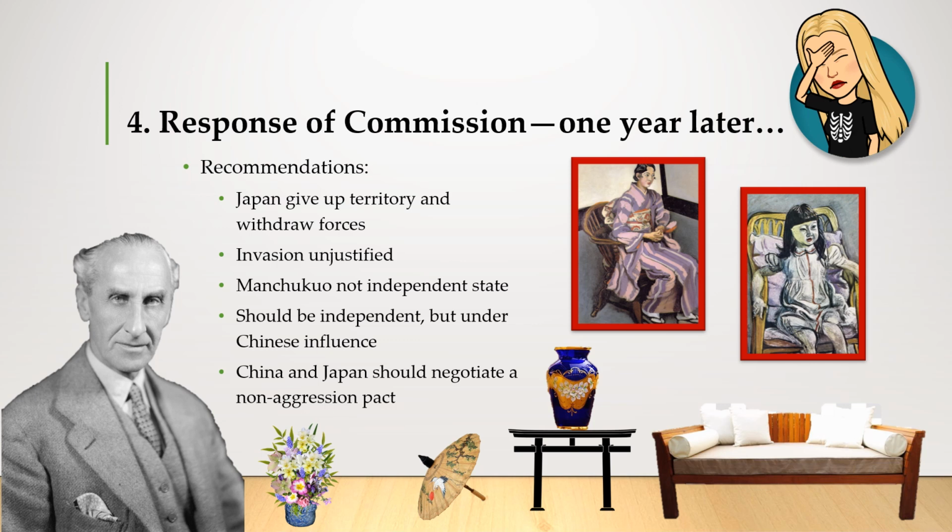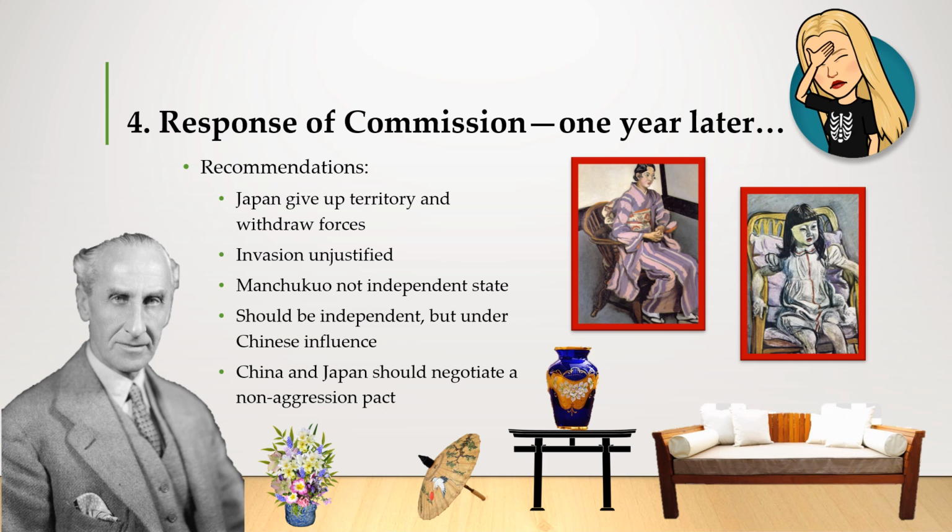One year after the Mukden incident, the Lytton Commission's report was published. It stated the following: Japan did in fact have special interest in Manchuria, but the use of force by the army and its takeover of the whole of Manchuria was unacceptable and unjustified. Japan should give up the territory and withdraw its forces. Manchukuo was not an independent state and could not be recognized as such. Manchuria should become independent, but under Chinese sovereignty.